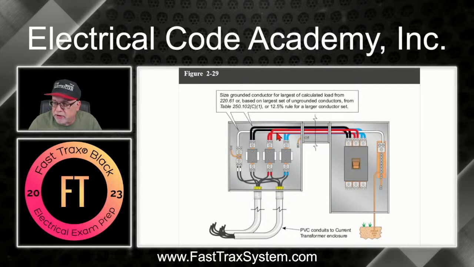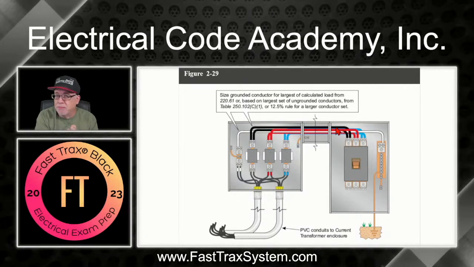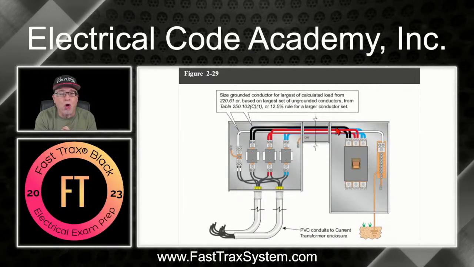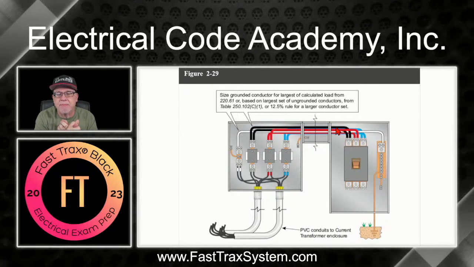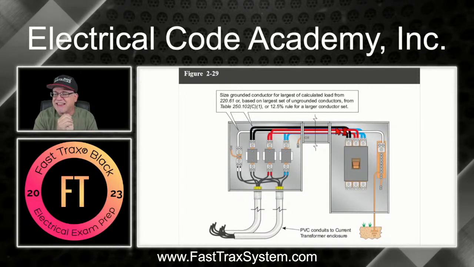Notice there's only one in here. So even though we have parallel applications, if it's in one raceway, then we only need one. But we have to size it properly based on the minimums of 250.102(C)(1) or based on our calculated maximum unbalanced neutral load. I'm going to keep hammering that home because I think you need to understand that both of those have to take place. Okay? All right.